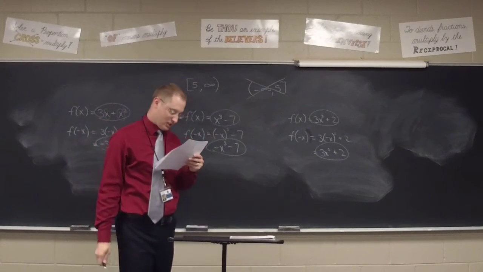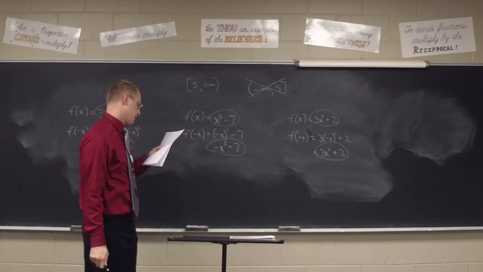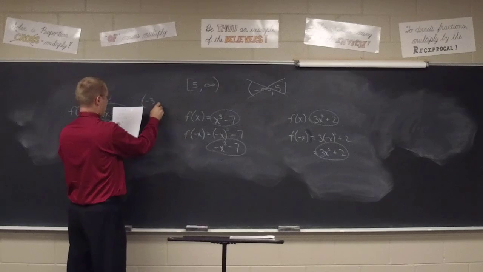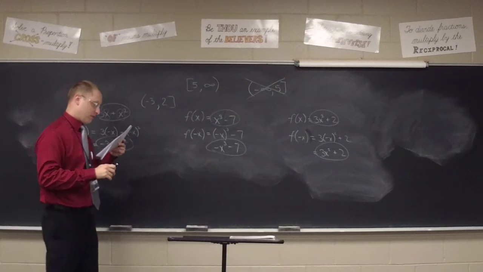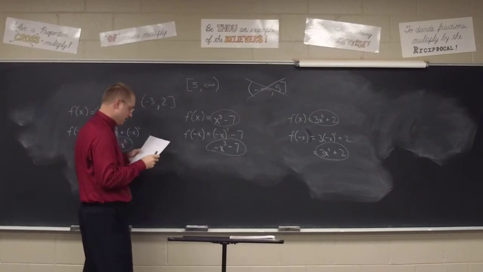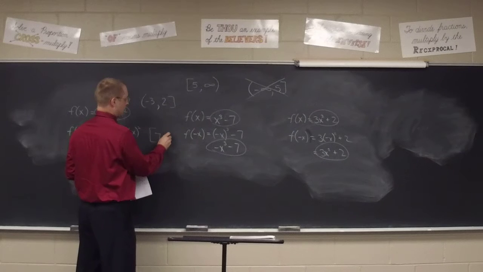Look at the next one. Negative 3 is less than x is less than or equal to 2. Quentin? Parentheses, negative 3, comma, 2, bracket. Very good. How many have this answer? On the next one, 7 is less than or equal to x is less than or equal to 9. Jamie? Bracket, 7, comma, 9, bracket.